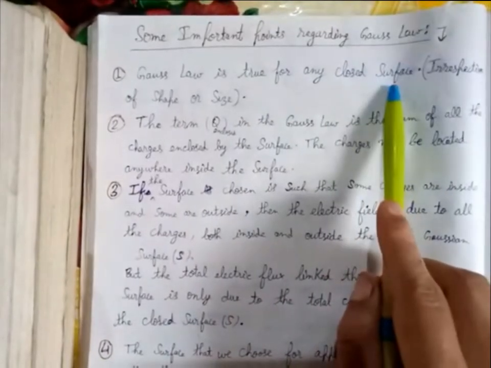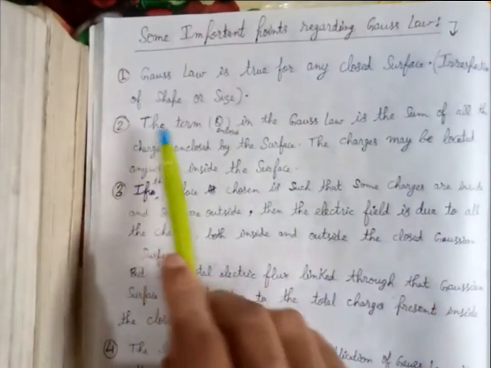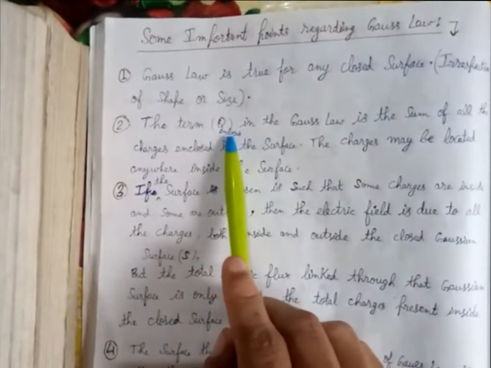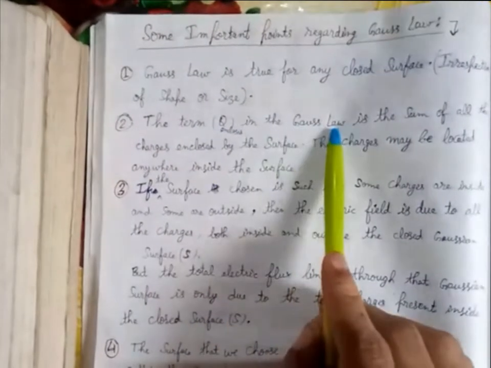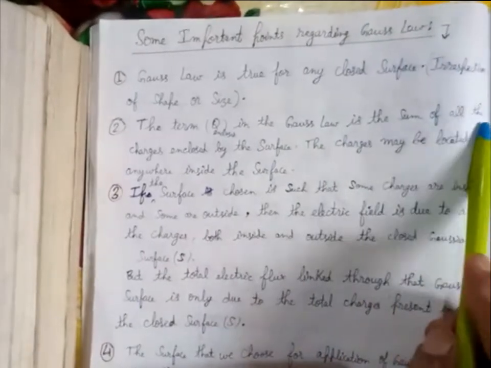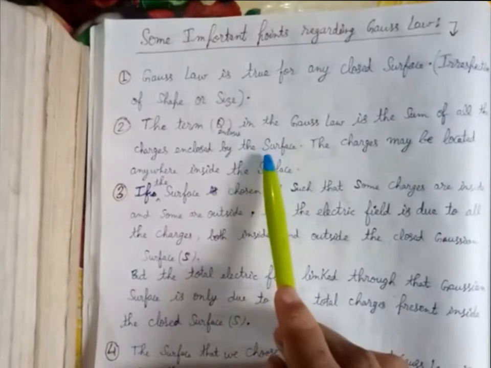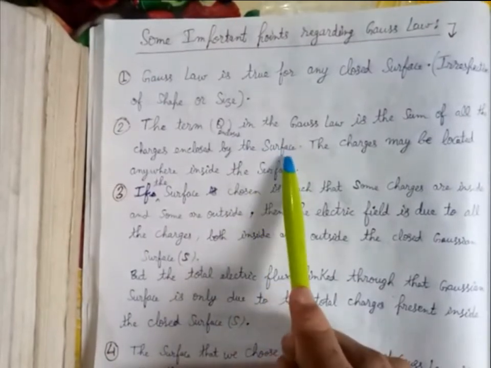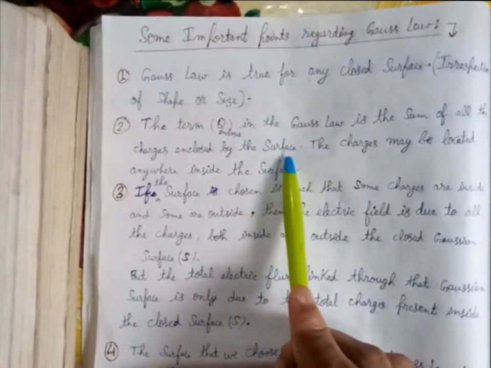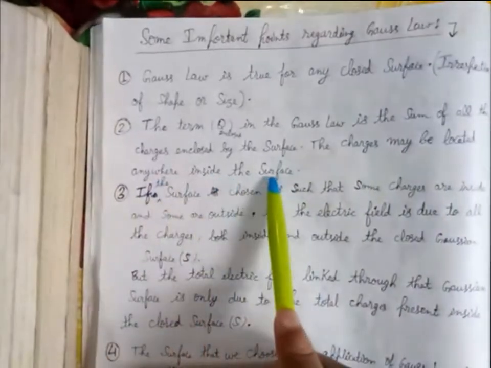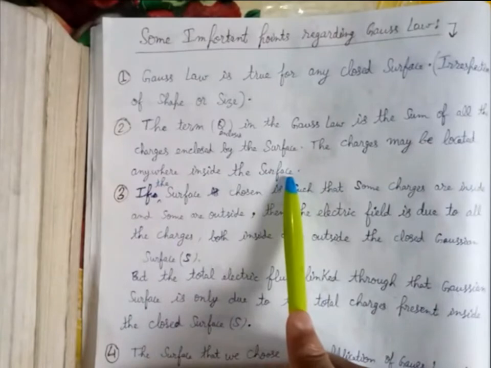That is an important condition. Then the second point is the term q enclosed, or the charge enclosed in the Gauss law, is the sum of all the charges enclosed by that closed surface. It means the charges may be located anywhere inside that closed surface.